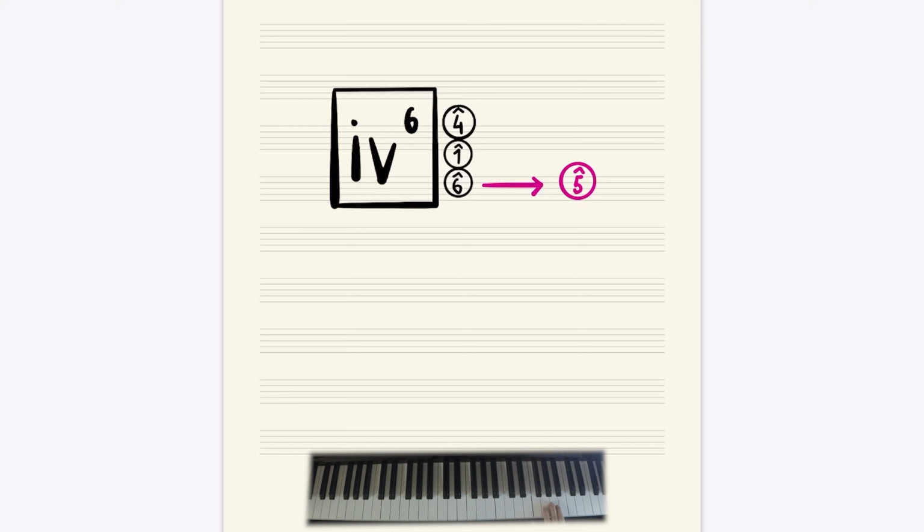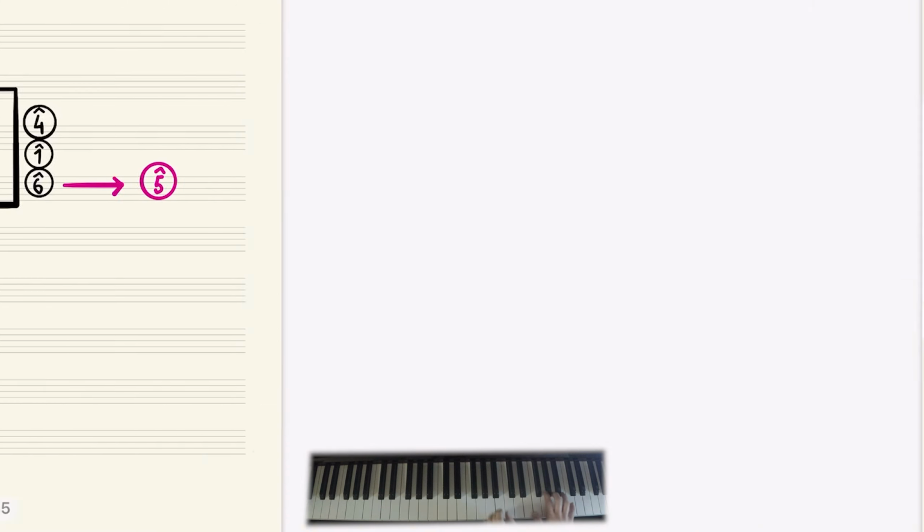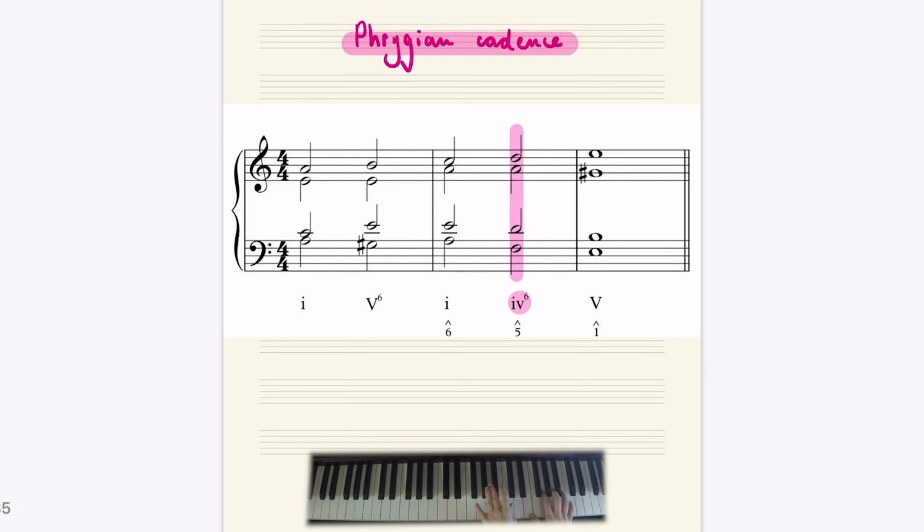Chord 4/6 is made of the 6th, 1st, and the 4th degree of the scale. Because of having the 6th degree of the scale in the bass, we can have an interesting bass line when moving from that chord onto chord 5. Take a look at this example in A minor. I'm going to play it for you.